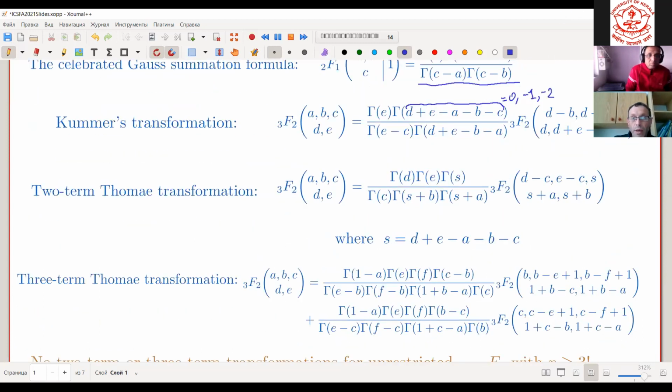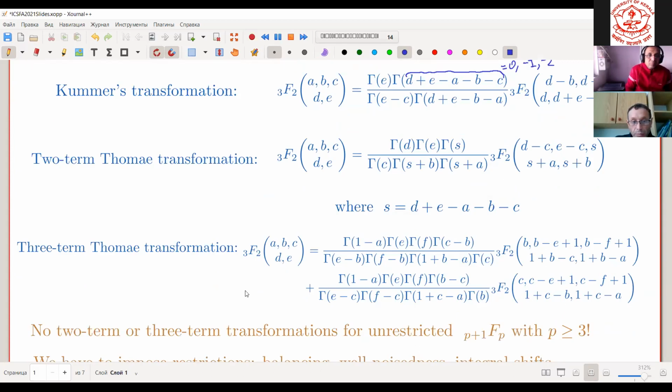Let me also mention that for 3F2, there are 3-term transformations, also known as Thomae 3-term transformations. An example is given here. They have been studied from different viewpoints, like the group structure and so on. This is for unrestricted parameters. The parameters of this 3F2 are 6 parameters. In a higher order case, if p is greater than or equal to 3, this function has no 2- or 3-term unrestricted transformation. At least there are no known ones.